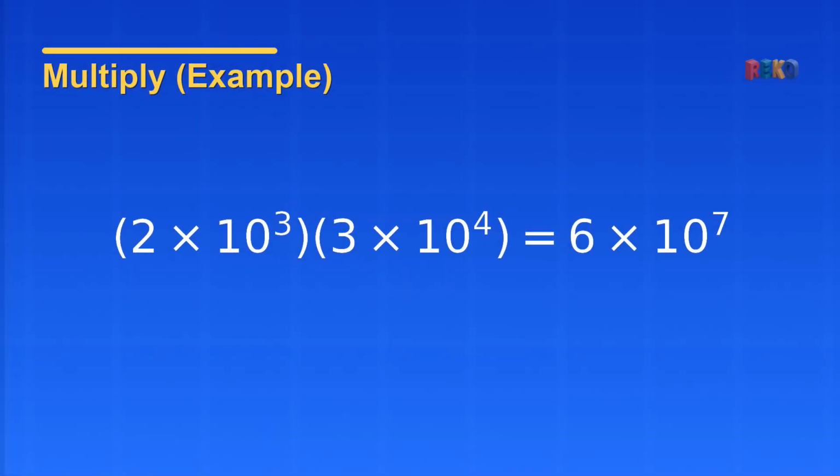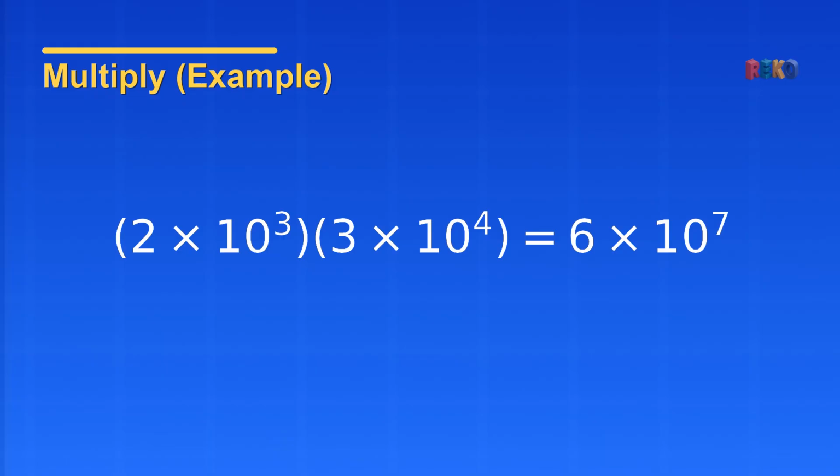2 times 10 cubed multiplied by 3 times 10 to the power of 4 equals 6 times 10 to the power of 7. We multiplied the numbers in front, 2 times 3 to get 6. Then we added the powers 3 and 4 to get 7.